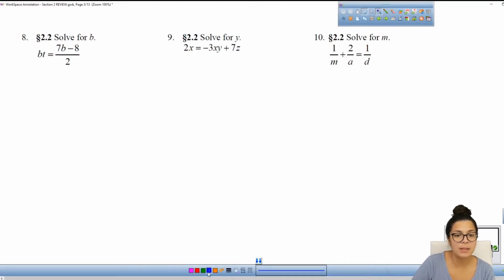All right, so moving on to 8, 9, and 10. Now, all of these are literal equations. Let's start with number 8. So we're solving for b. Remember, you want to focus on the variable that you are solving for.